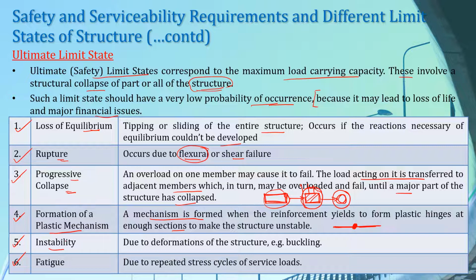Another limit state can be instability. This instability can arise due to deformation of the structure. For example, buckling in columns may give rise to instability. And finally, fatigue is another limit state, which is caused in our structure due to the repeated stress cycles of service load. So these six are some of the ultimate limit states.